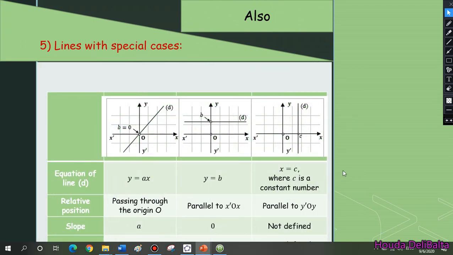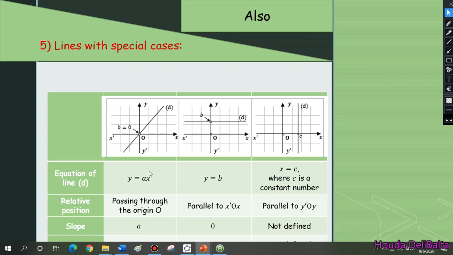Now here we are going to talk about lines with special cases. Let's start with the first special case. In this figure, the line D is passing through the origin of the orthonormal system. That's to say that b is 0, because the y-intercept is the ordinate where the line intersects the y-axis, and the line intersects the y-axis here, then y of O is 0. So the y-intercept, which is b, is 0.